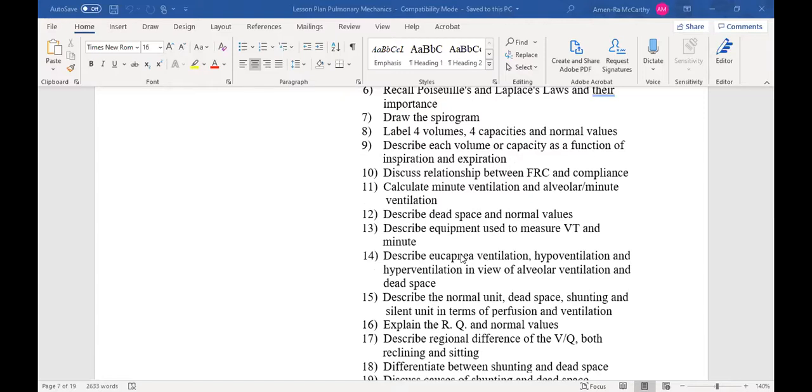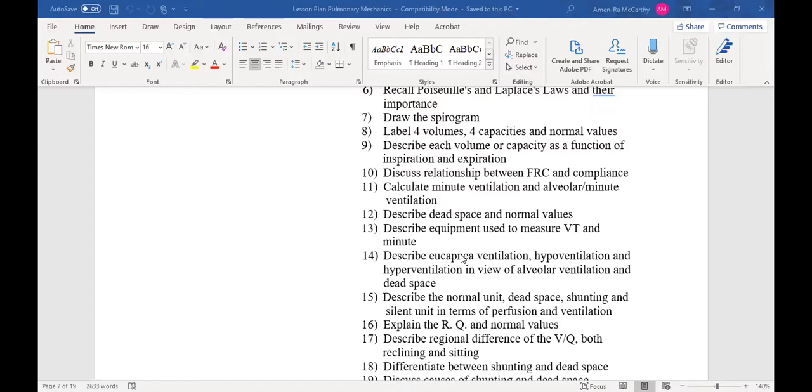Not normal breathing. That's eupnea. Eupnea is normal breathing. What would eucapnia be? Normal CO2. Normal CO2 is eucapnia. So you're going to have to describe eucapnia ventilation, hypoventilation, and hyperventilation in view of alveolar ventilation and dead space.